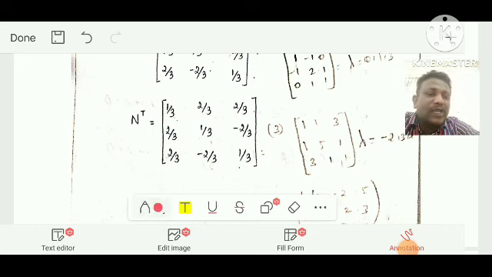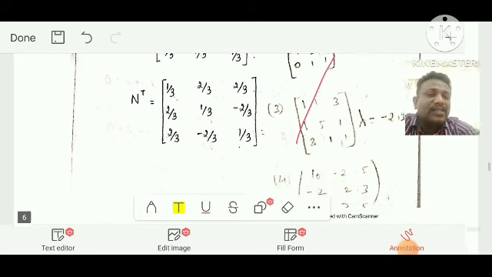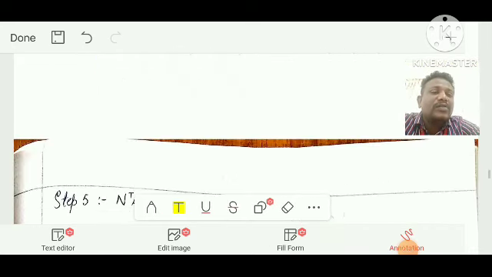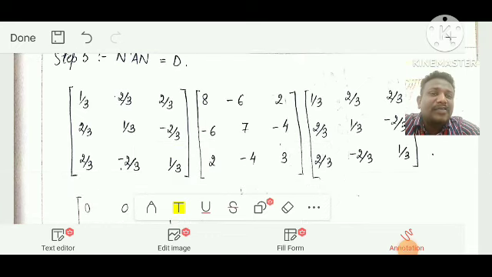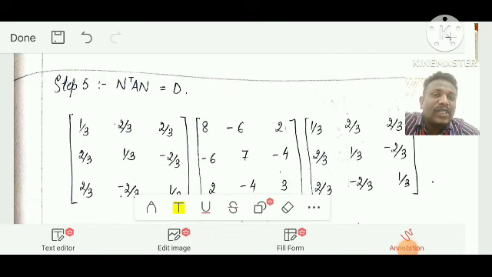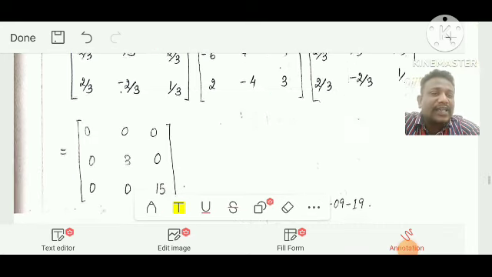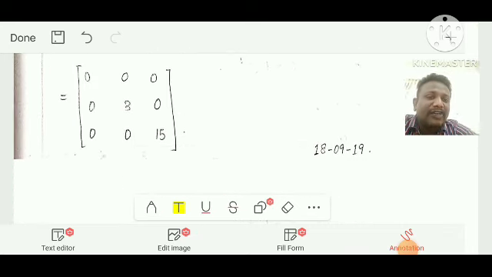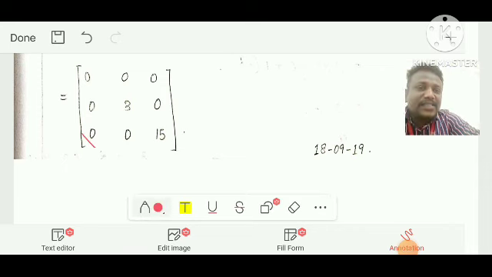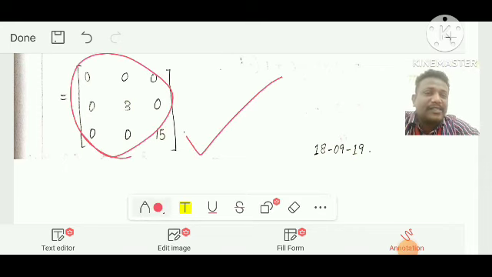Now let us start to find the diagonalized matrix. To find the diagonalized matrix, what is the formula? N transpose A N is equal to D. Just write all these matrix values and multiply these three matrices, and then you will get the diagonalized matrix. This is our expected answer.